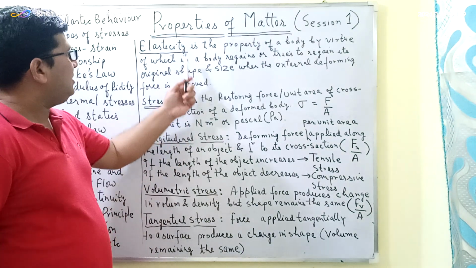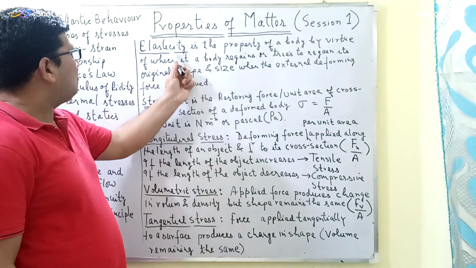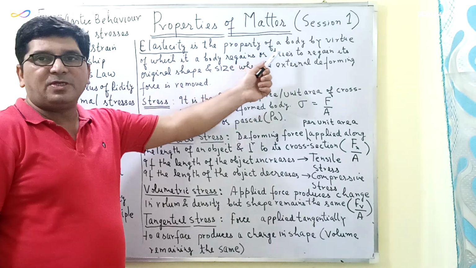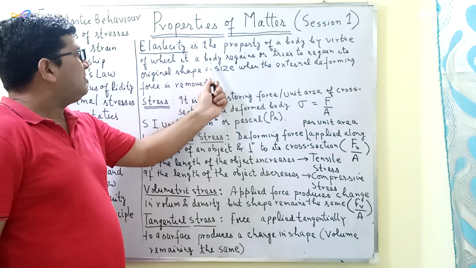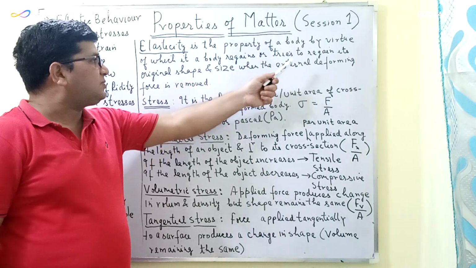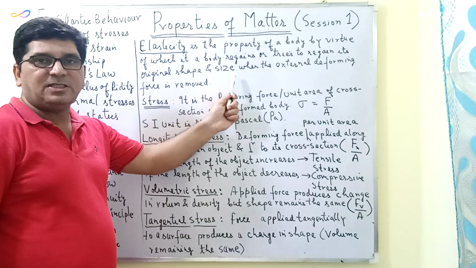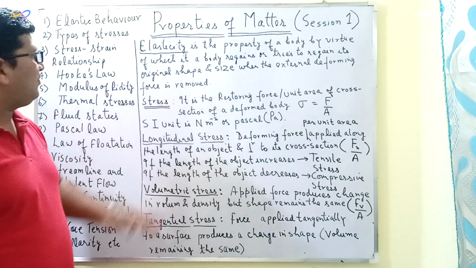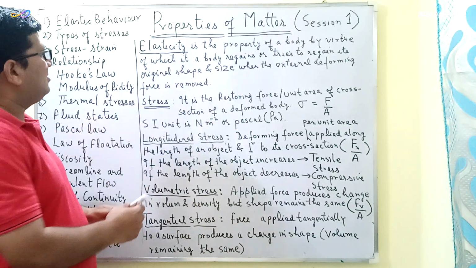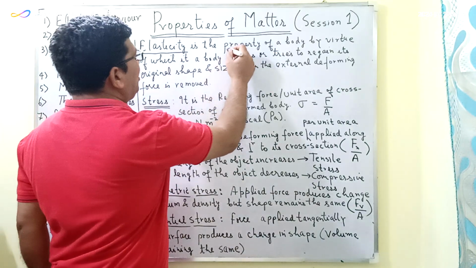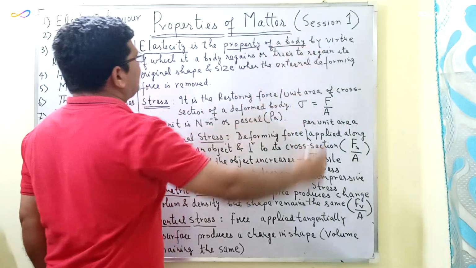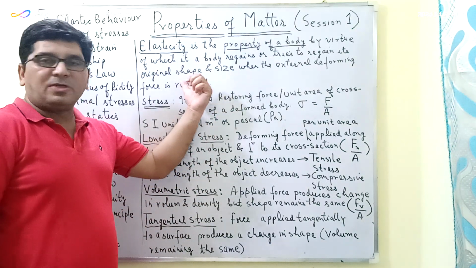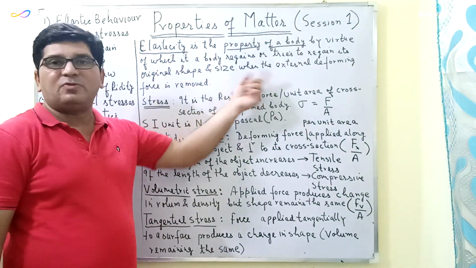So what is elasticity? I have written here the basic definition of elasticity, which states that elasticity is the property of a body by virtue of which a body regains or tries to regain its original shape and size when the external deforming force is removed. So this is the basic definition of elasticity.